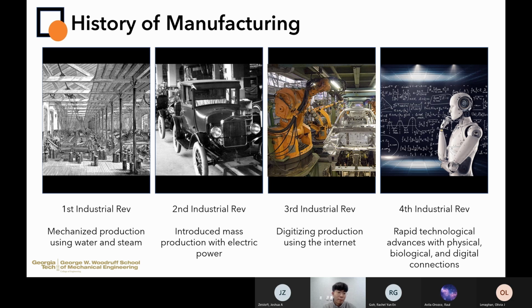In the 18th century, first Industrial Revolution, mechanized production using water and steam. In the 19th century, second Industrial Revolution introduced many production with electric power. In the 20th century, third Industrial Revolution, digitizing production using the internet. Fourth Industrial Revolution, which is occurring today, refers to rapid technological advances with physical, biological, and digital connections.